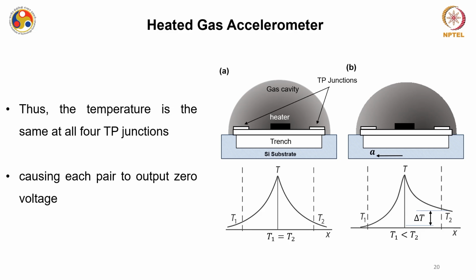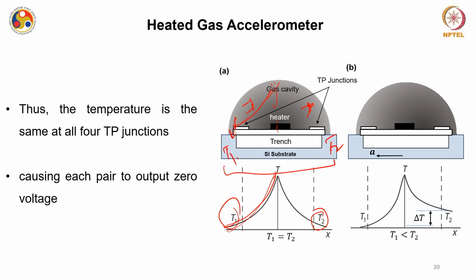So if I talk about this sensor where I am considering only one axis, if the temperature read by thermopile J1 and thermopile J2 is T1 and T2, the difference between T1 and T2 is 0. Although the profile of heat along this heater will be maximum, so the profile will look something like this, T1 minus T2 will be 0, because they are at equal temperature.